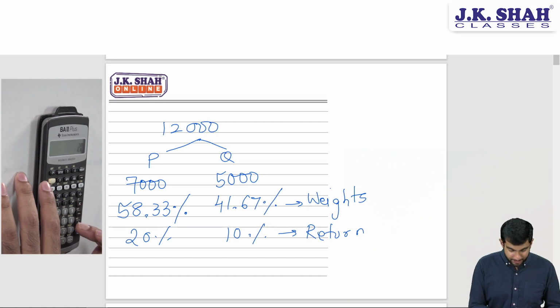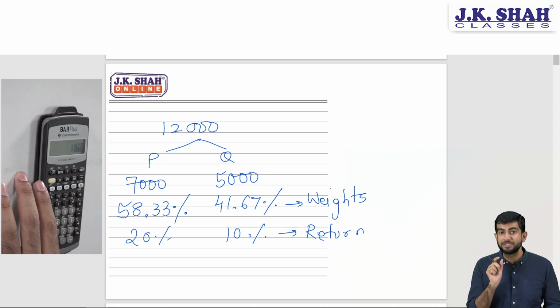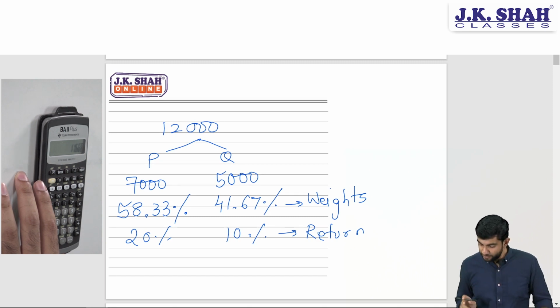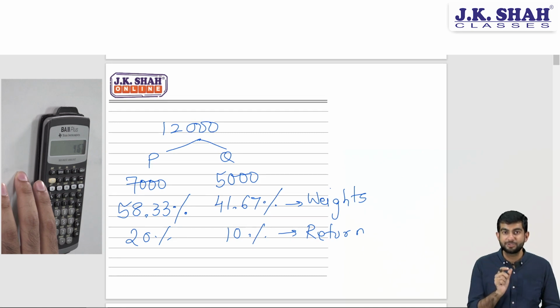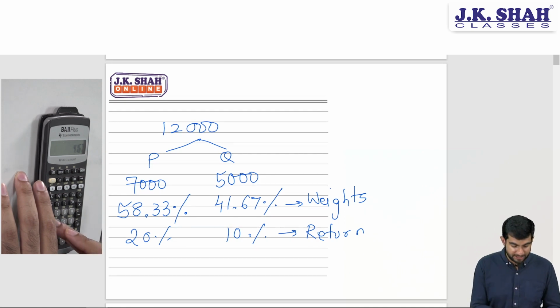20 into 58.33, then press the percentage button, press is equal to. Store it in 1, store 1. So now this value is stored in my number 1 key. Then I do 10 into 41.67% is equal to. Now this value needs to be stored in the number 2 key. So press store and press 2.